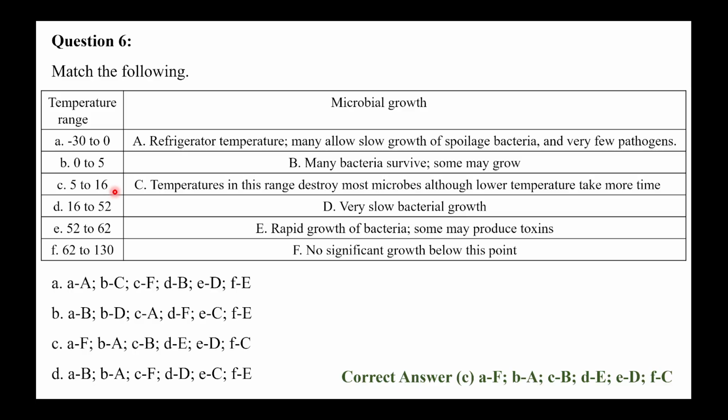Then comes 52 to 62 degrees Celsius. At this temperature range, very slow bacterial growth will be there again, because we are going higher from the optimum range. And then comes 62 to 130, where most of the microorganisms will be destroyed because it is a very high temperature. They cannot survive at such a high temperature.